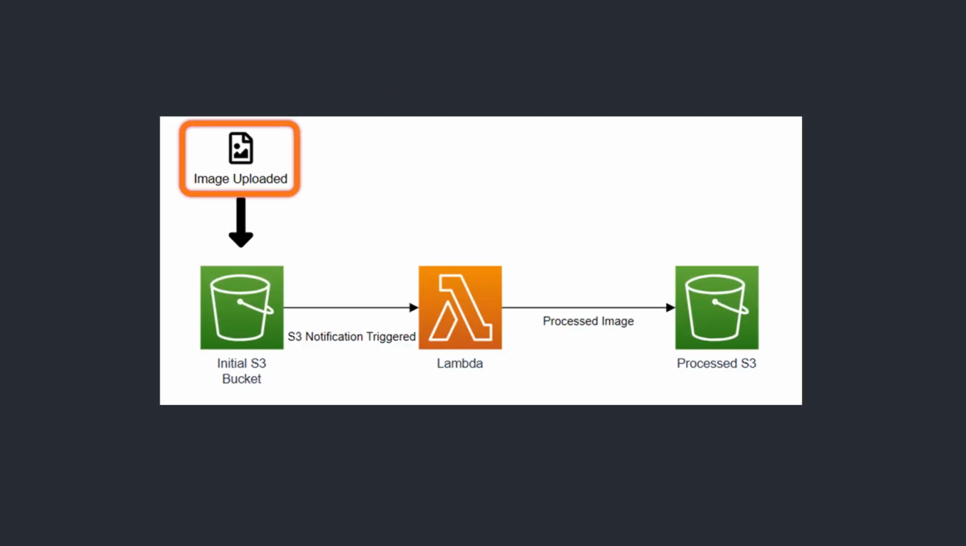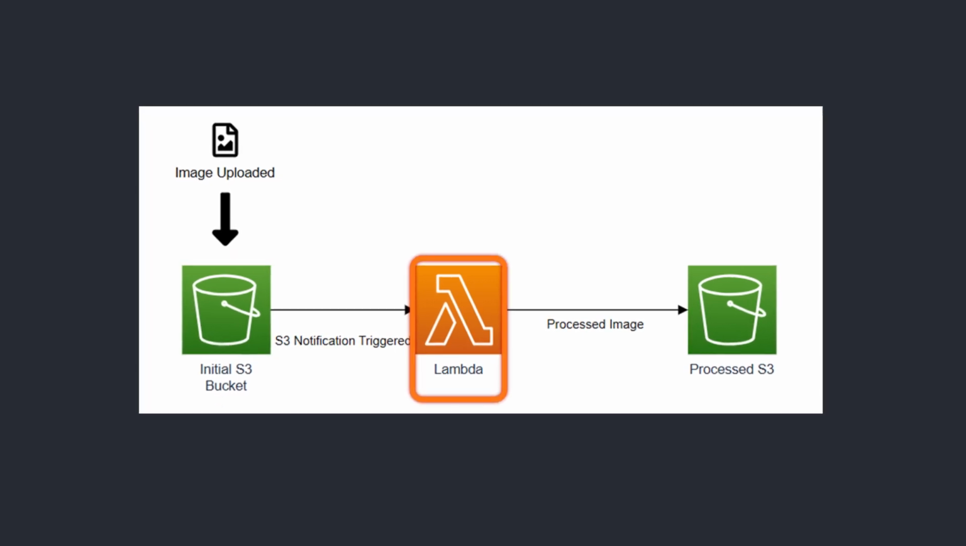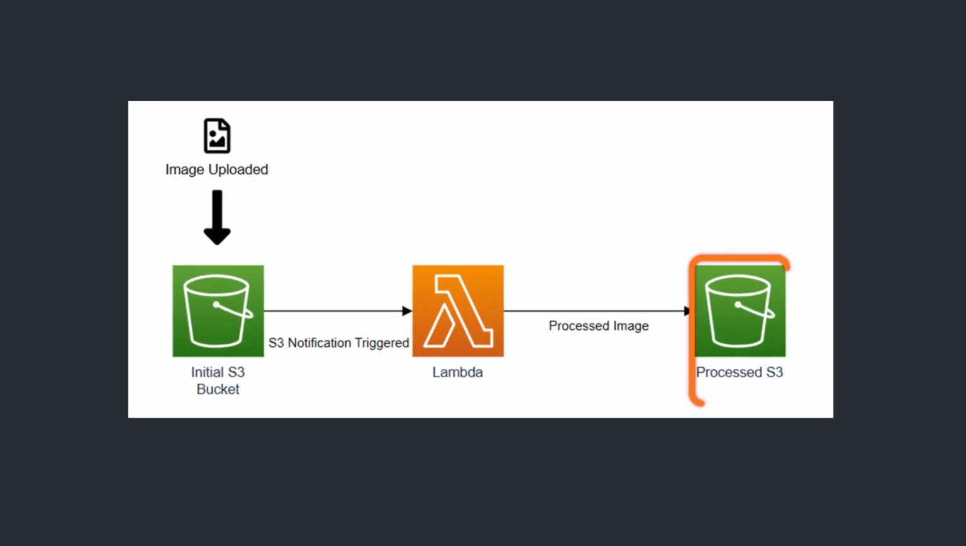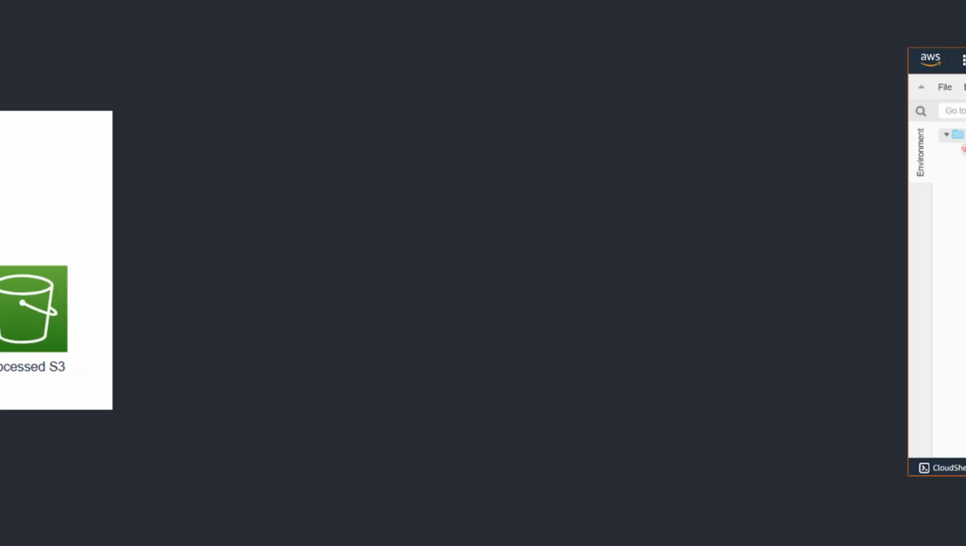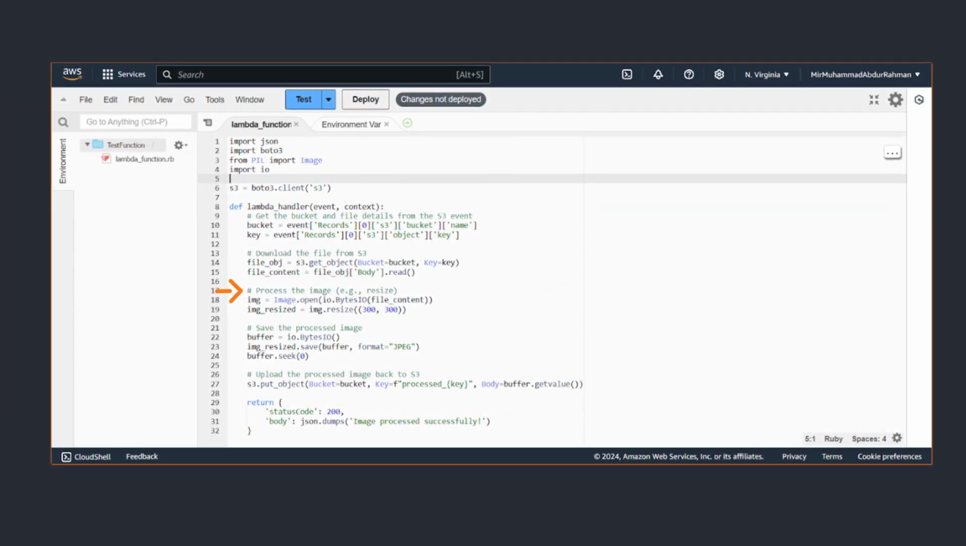Imagine automatically processing files as soon as they are uploaded to your S3 bucket. With Lambda, this becomes a breeze. Let's say you want to resize images uploaded to your bucket. Our Lambda function uses the below library to resize the image to 300 by 300 pixels.